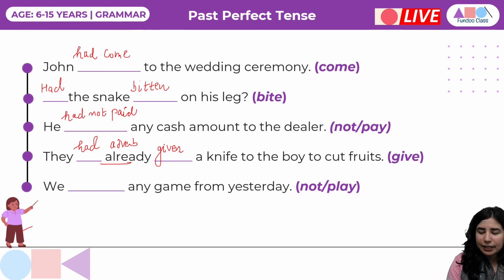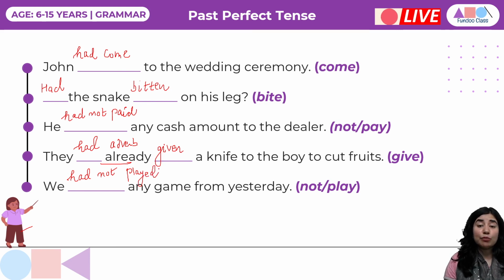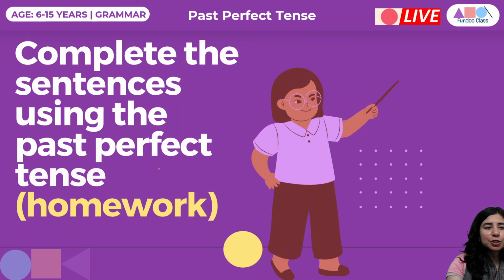So let's take a look at the last one. He had not played any game yesterday, any game from yesterday. Okay, so I am sure we are clear with these 5 sentences as well. So kudos for the completion of the exercise.